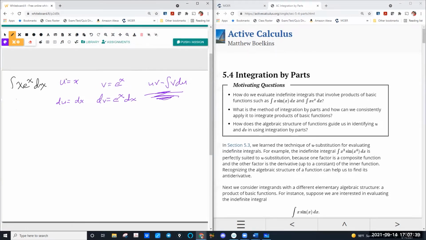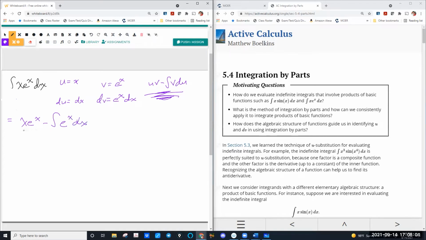Because the last thing you want to do is get this part correct and then have a mistake putting it back together, because that'll mess up your final answer. But we just follow this pattern. So uv, so x e to the x minus the integral of v du, e to the x dx.